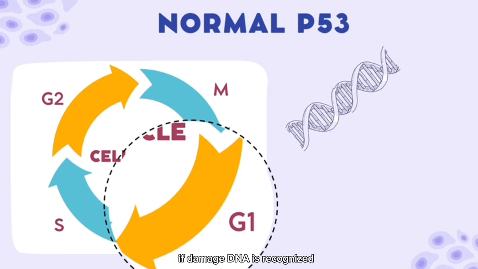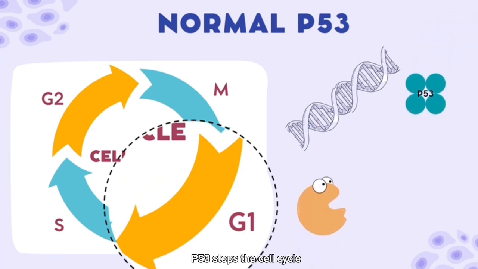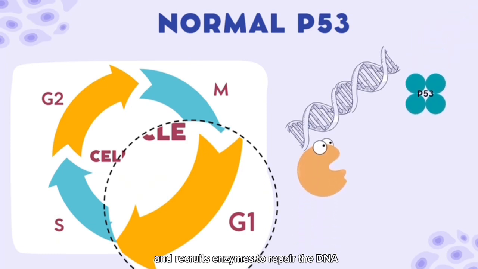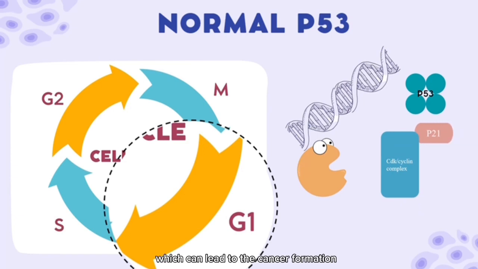If damaged DNA is recognized, P53 stops the cell cycle and recruits enzymes to repair the DNA. If the DNA cannot be repaired, P53 can induce apoptosis, or cell death, to avoid chromosomal duplication, which can lead to cancer formation. Then, the production of P21 is stimulated by the rising of P53 levels. P21 enforces the halt in the cycle dictated by P53 by binding to and inhibiting the activity of the CDK-cyclin complexes. The stress condition caused by the accumulation of P53 and P21 makes it less likely the cell will continue to the S phase.